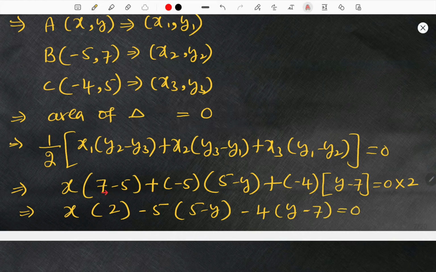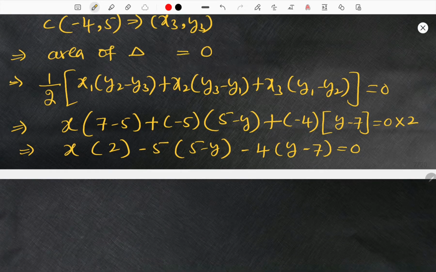Make sure that you are substituting all these values very carefully, and check it one more time so that you won't make any mistake. If even one value is a mistake here, the entire answer will be wrong. So you have to compare. x1 is x, all right. y2 minus y3 is 7 minus 5, all right. Plus x2 is minus 5, bracket y3 minus y1 is 5 minus y, that is also all right. Plus x3 is minus 4, bracket y1 minus y2 is y minus 7. All right, fine. Then let us take the next step.